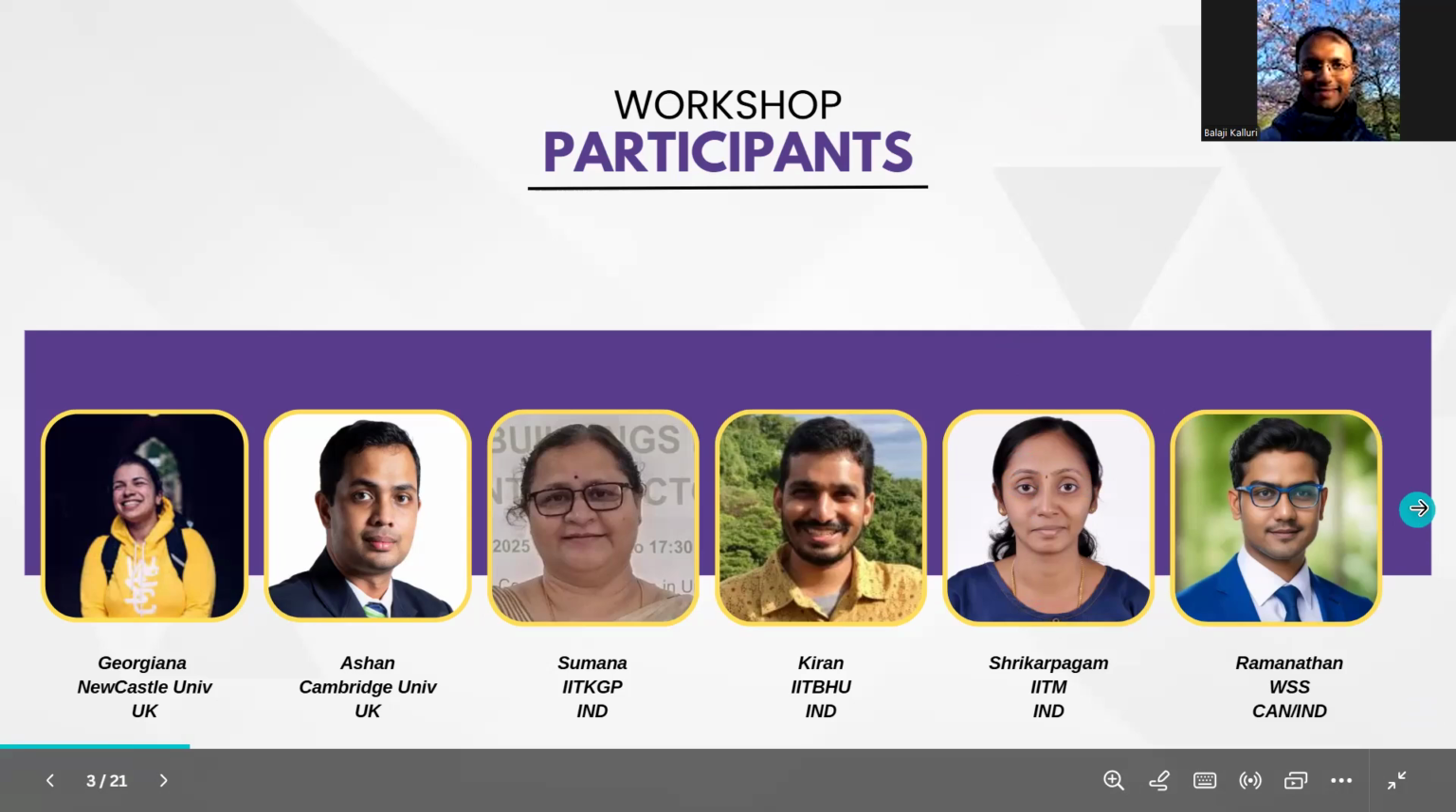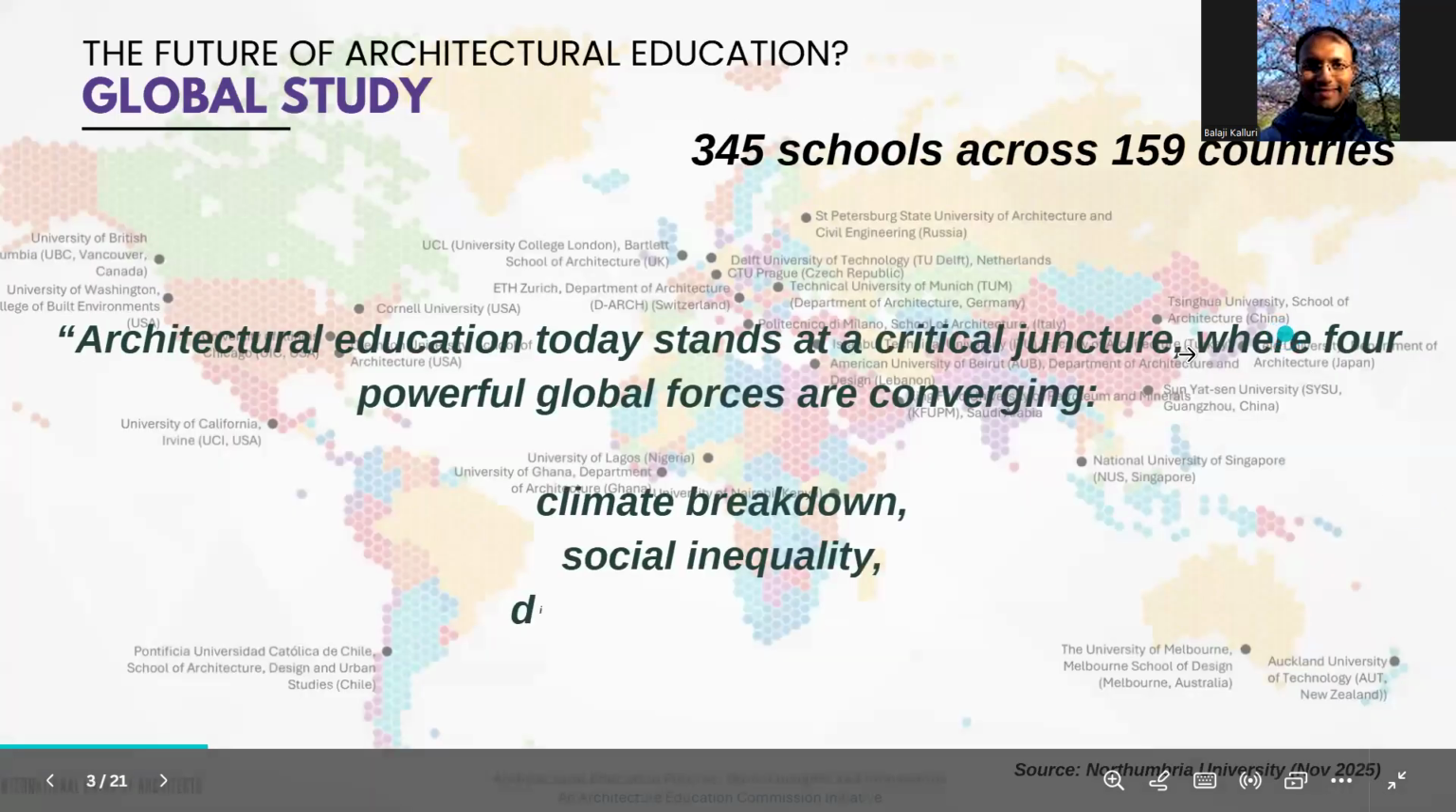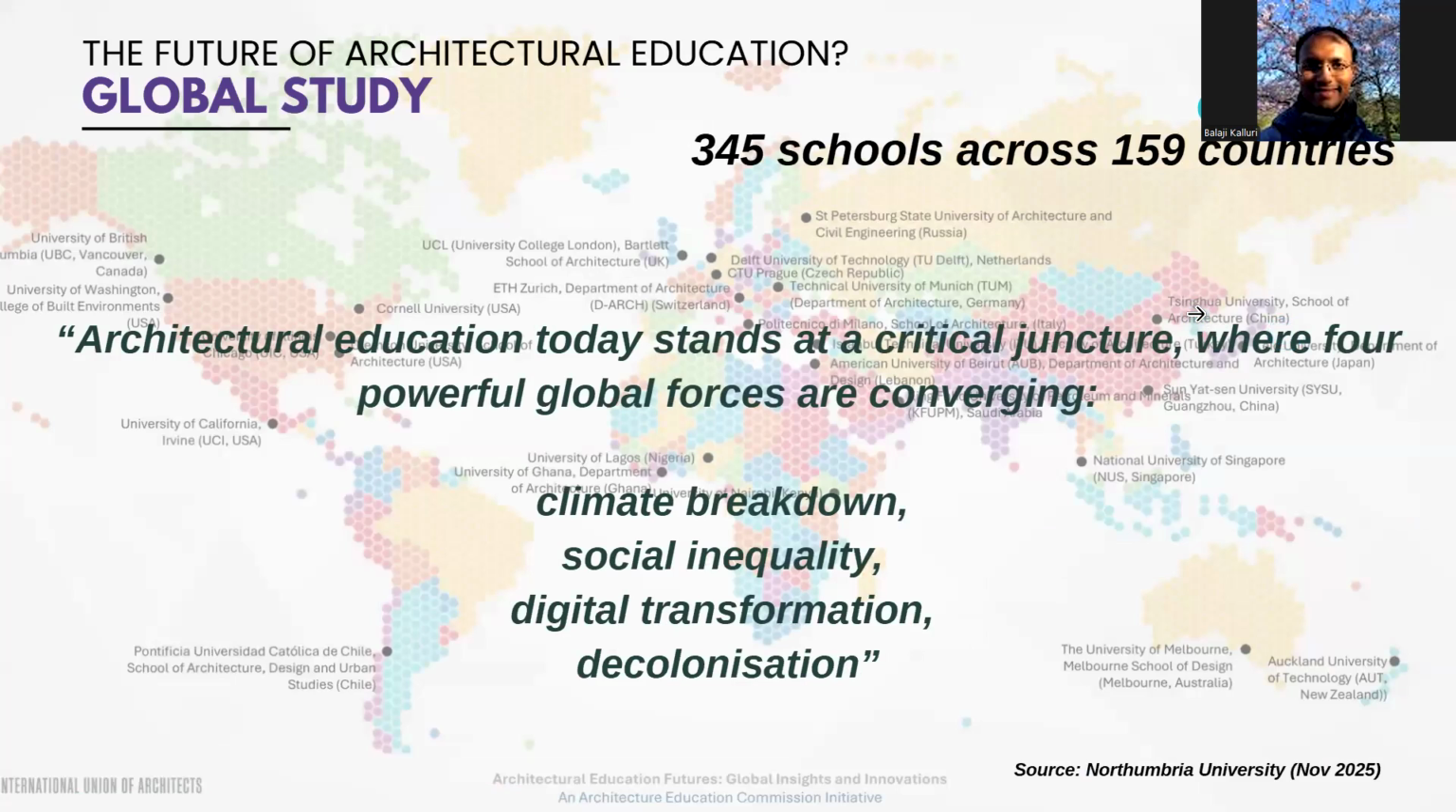With this introduction, I will move forward to set the context. This is the hottest news that I got, to set the context for today. This is a study done by Global Survey, where you can see there were about 300 plus schools and universities across the world, in 150 countries. They conducted a survey to study what the future of architectural education is. This is a study that I got today, in the morning.